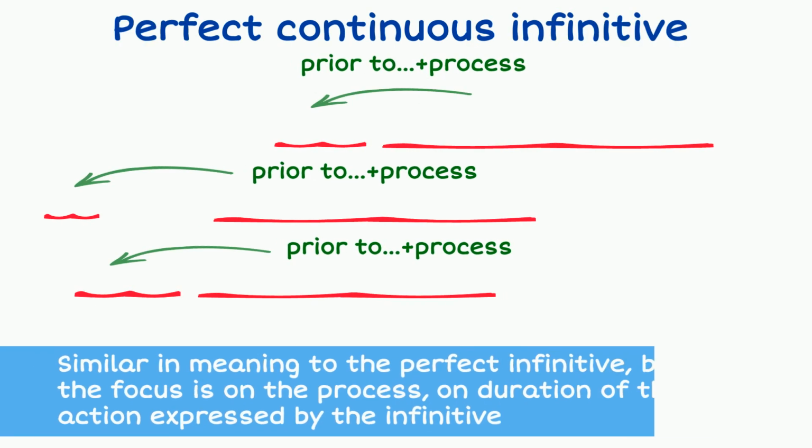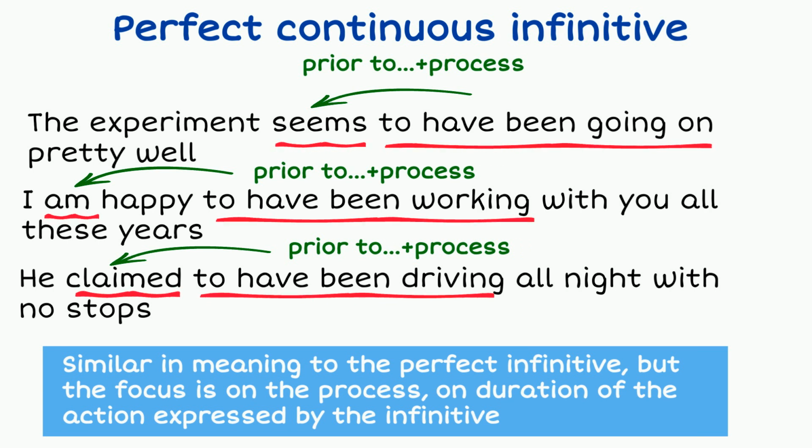The perfect continuous infinitive is similar in meaning to the perfect infinitive, but the focus is on the process, on duration. In our example, the experiment seems to have been going on pretty well. The experiment has been going on for some time, and now it seems that everything is okay. The start of the experiment is obviously prior to the time when it seems to have certain results. More examples. I'm happy to have been working with you all these years. He claimed to have been driving all night with no stops.